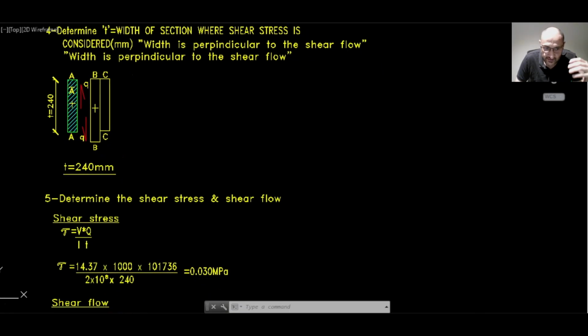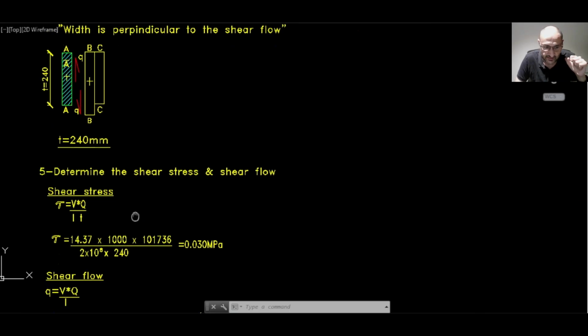Now the fifth step, determine the shear stress and shear flow. Okay, shear stress, if we remember, is VQ over It, and then we have 14.37, which is the shear force that I am working with, the most conservative shear force, multiplied by 1,000 to convert everything into Newton, times the first moment of area, divided by 2 times 10 to the power 8, which is the second moment of area, times the width, which is 240, and that will give us 0.03 MPa, Newton divided by millimeter squared.